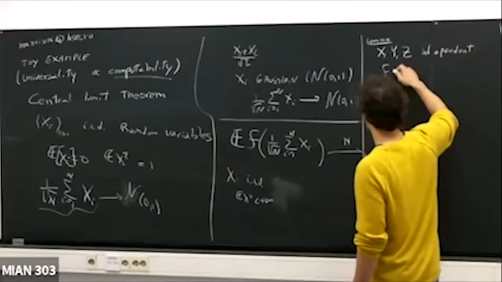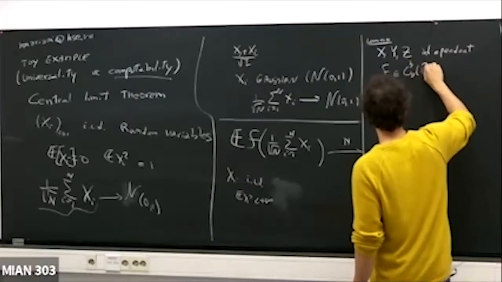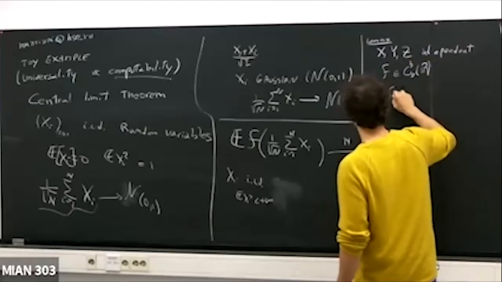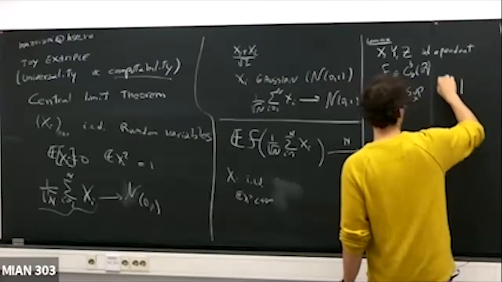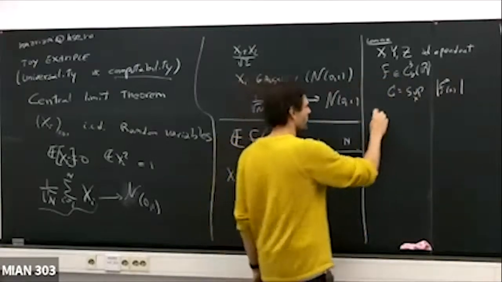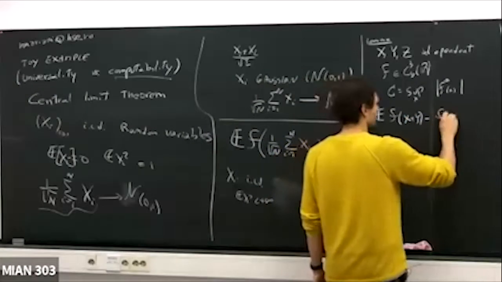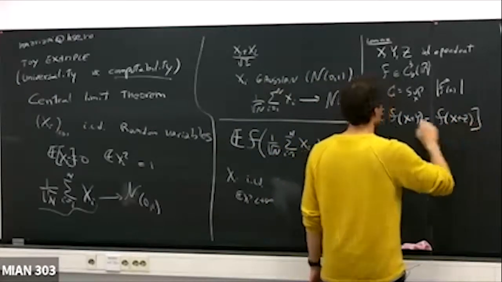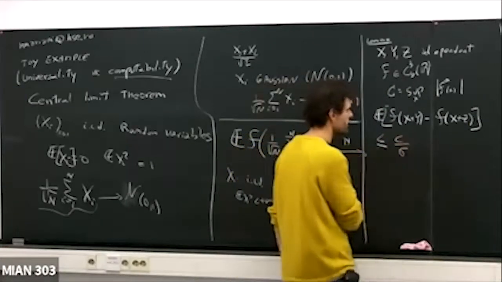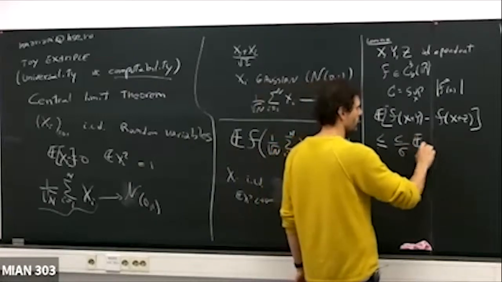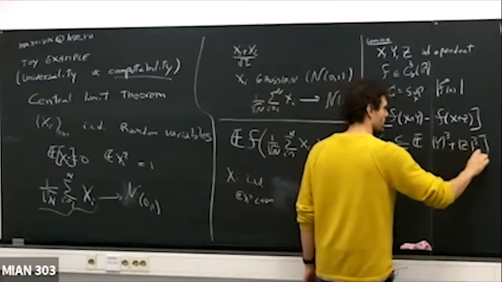And I take f, a C3 function with bounded derivatives, of R. And I call the constant just the supremum of the norm of the third derivative. Okay. Then if I do the expected value of f(x+y) minus f(x+z), this will be less or equal than the constant over 3 factorial, 6, times the expected value of y cubed plus z cubed.